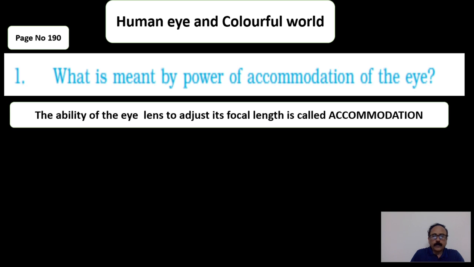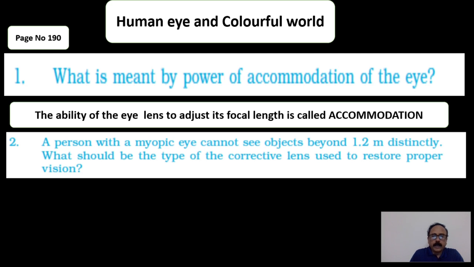The lenses that we use in our laboratory have fixed focal lengths, but the eye lens can adjust its focal length to see the distant things. It adjusts itself in such a way that the focal length is suitable for seeing the distant things. Similarly, with the nearest things.